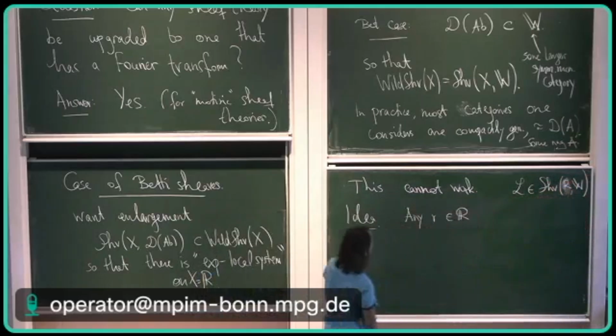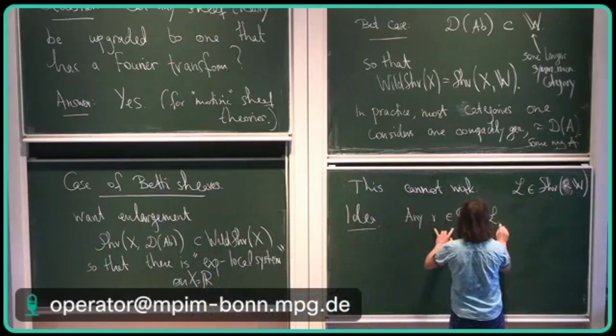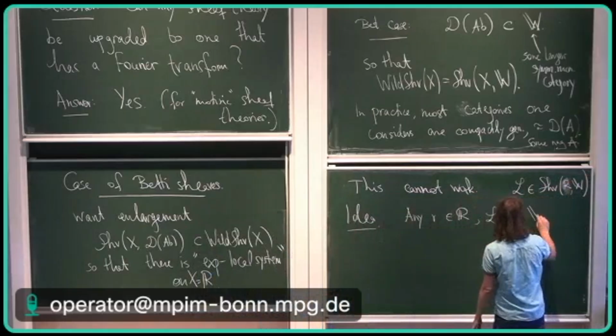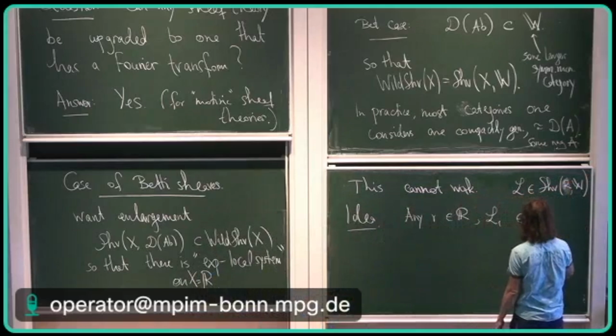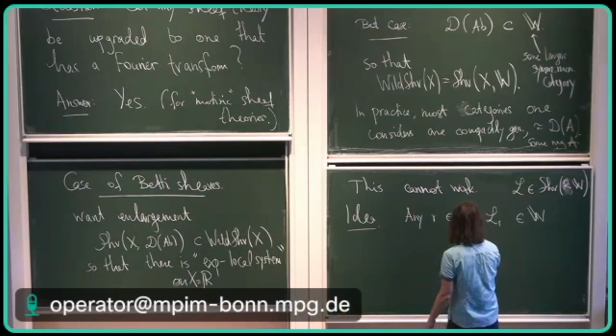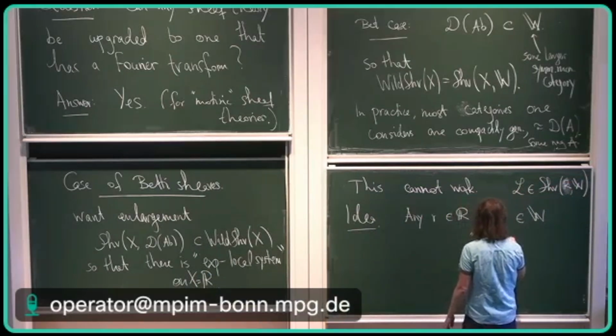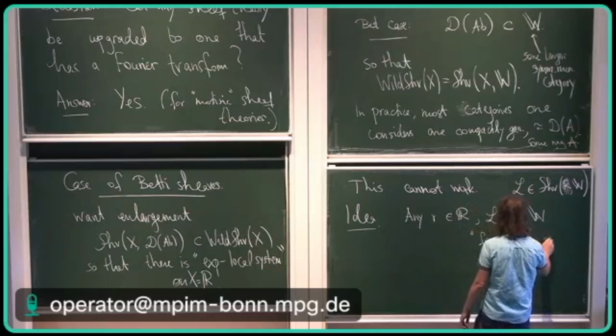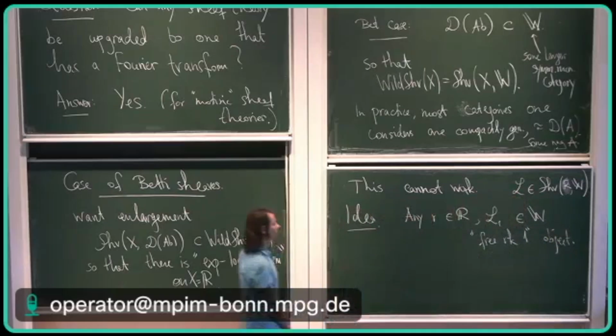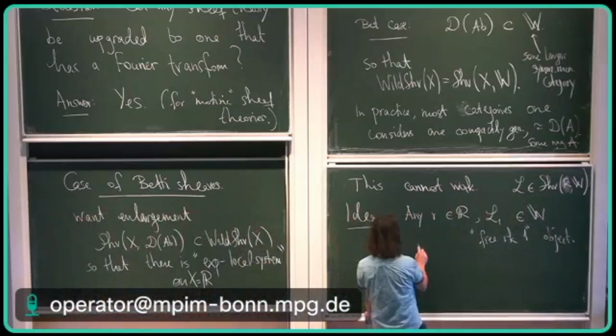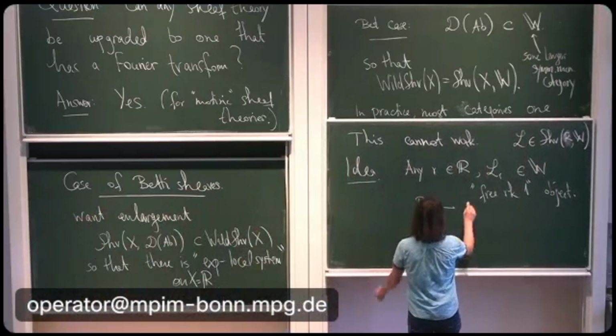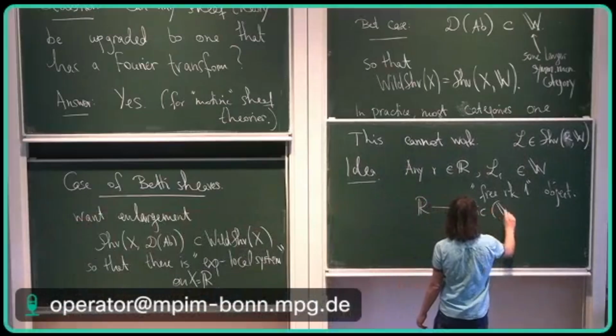then for any real number R, the fiber of this at R must be an object in W that is itself some kind of free of rank 1, or locally free of rank 1 object, an invertible object. So it's in the Picard group of W. So you get a map from R into the Picard group of this category W.